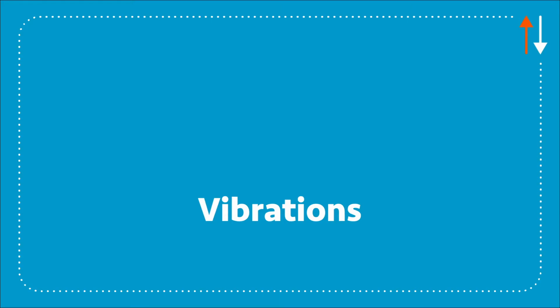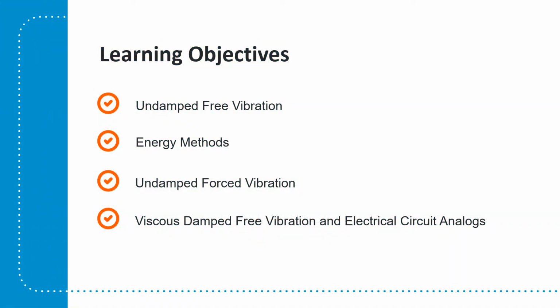So this is the final chapter of the book, and it's material that often is hard to see the linkage to the previous material. I'm going to try and do that and look at what we've covered and what we're looking at throughout. So this is vibrations. We've tended to focus on undamped free vibration, energy methods we may or may not talk about each year, undamped forced vibrations, and viscous damped free vibrations in electrical circuit analogs.